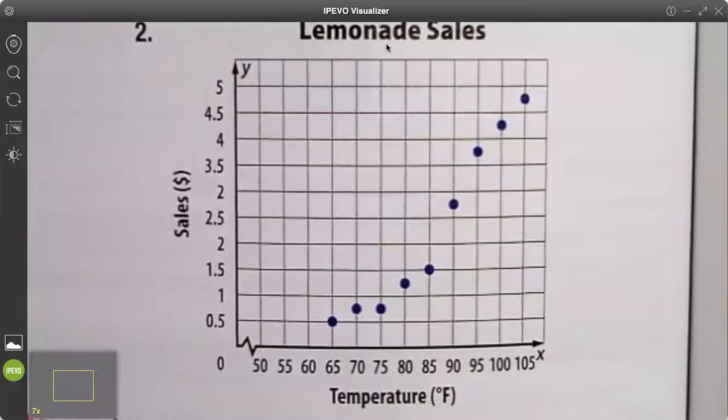You might have said hot chocolate, or you might have said coffee. But the colder it is, the more coffee or hot chocolate would be sold. And as temperature increases, the amount of hot chocolate or coffee sold would decrease, and that would be a negative correlation.